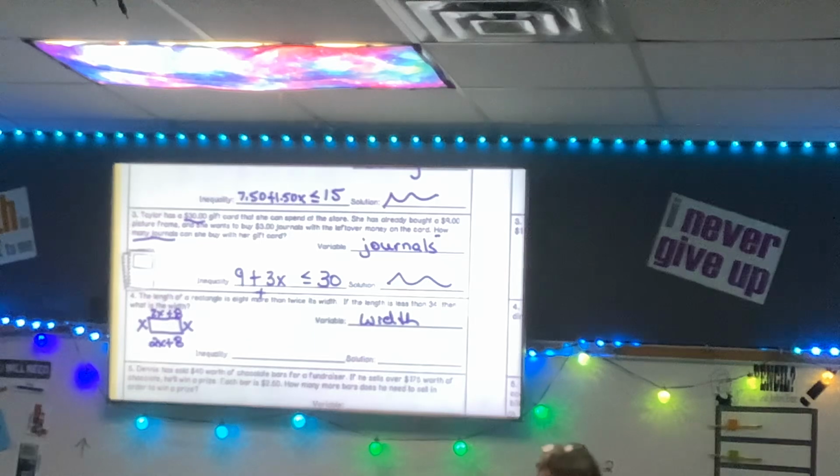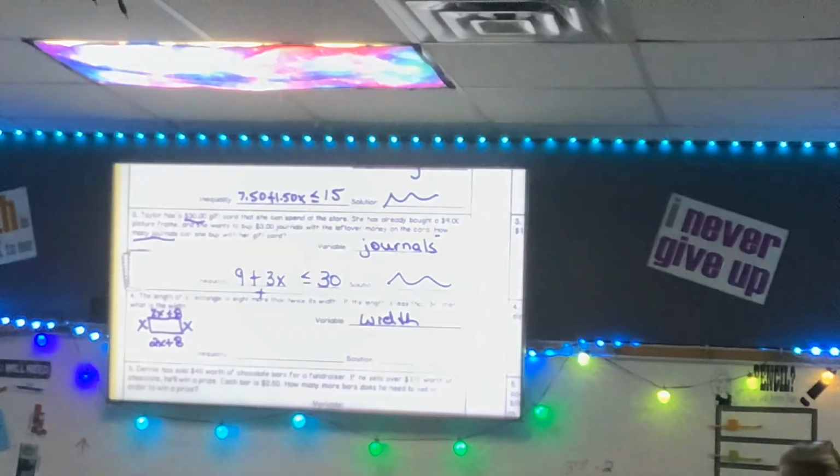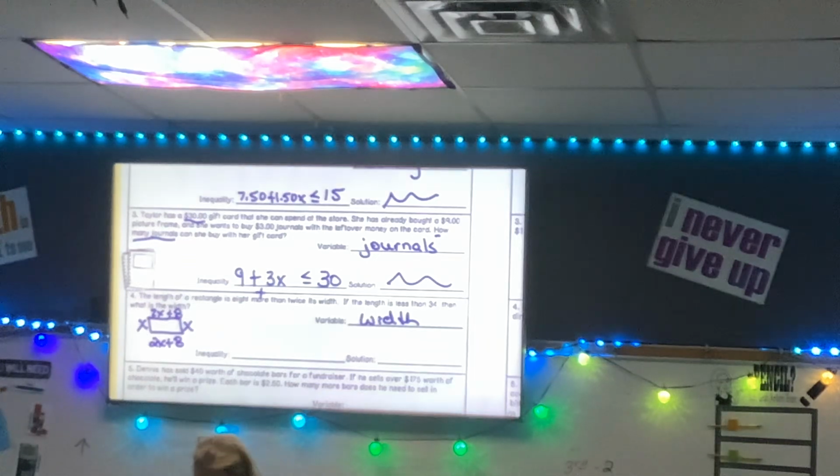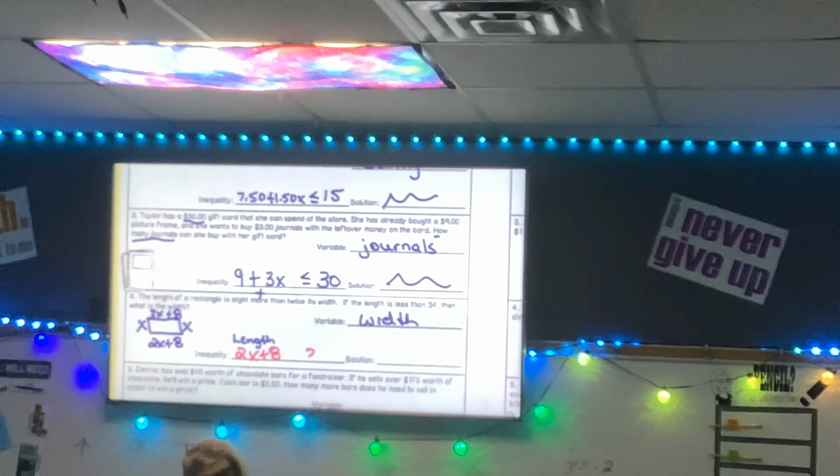So I've written my rectangle down. Now I need to read the statement. It says the length. So underneath that, I'm going to write what I wrote for my length: 2x plus 8 is less than 34.